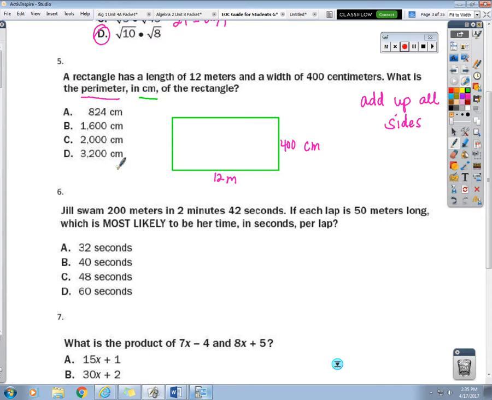So what's our issue? The length is currently in meters. What is 12 meters in centimeters? 1200. Centi means 100, so you just multiply that by 100 and you get 1200 centimeters. Well, since this is a rectangle, wouldn't that make this 1200 and it would make this side 400? And now you just add them all up. What do those four values add up to? 3200.